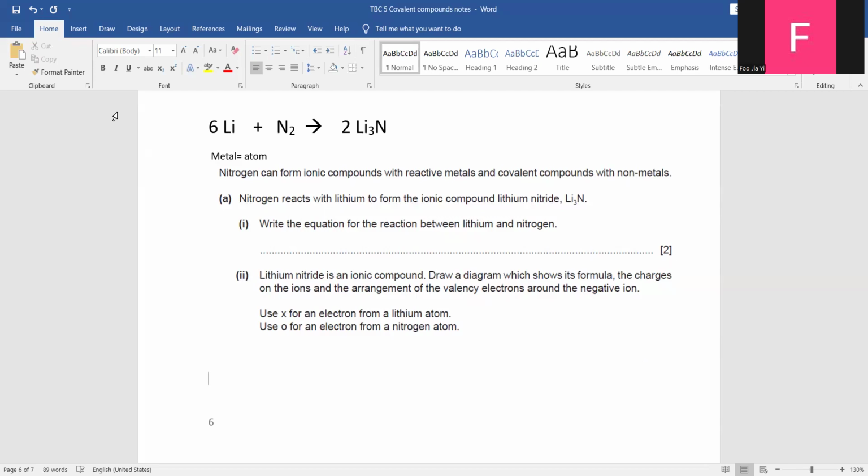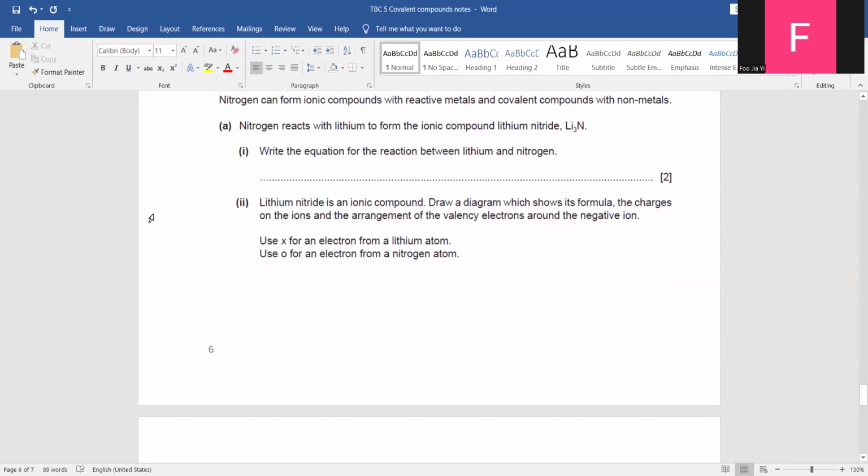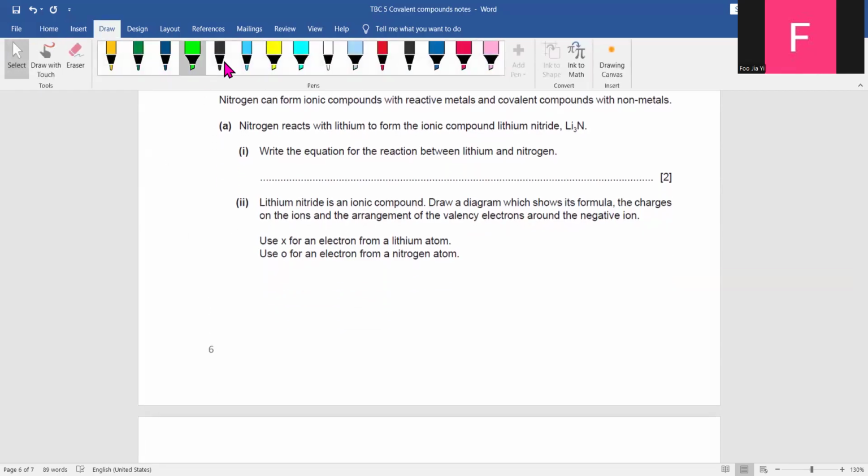I want to finish this chapter, and then after that, next month, I want to go into stoichiometry already. I don't want to drag. It's taking too long already. Because I want you to have more time for past paper questions.